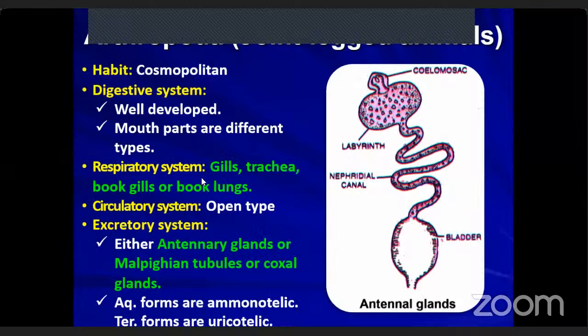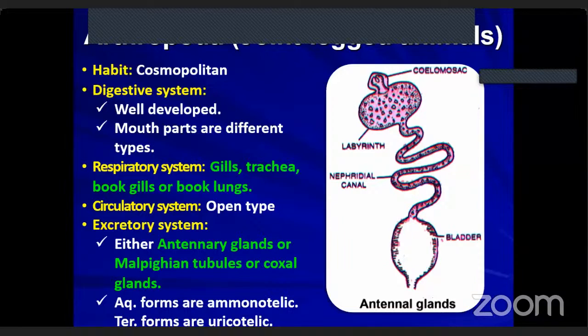Then we go to Arthropoda. Arthropoda means jointed legged animals. Arthros means jointed, poda means leg. So here they are cosmopolitan, they are found everywhere. They're aquatic, terrestrial, parasitic, predators. Every type of organism is found in Arthropoda.